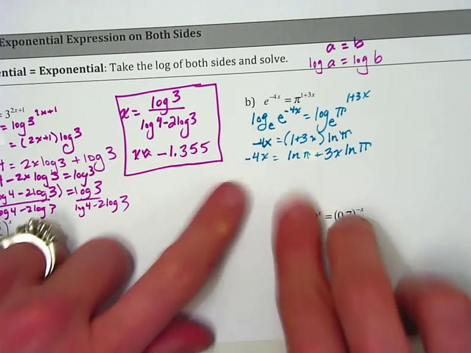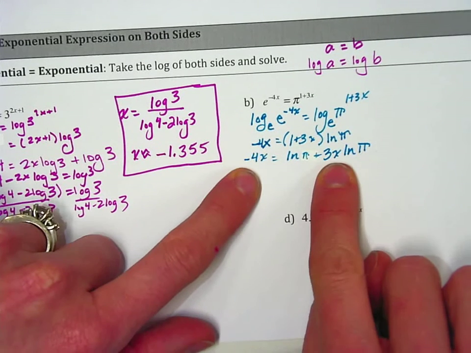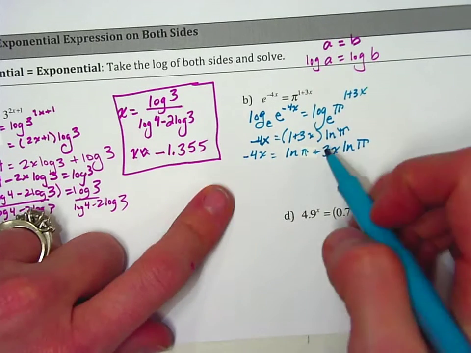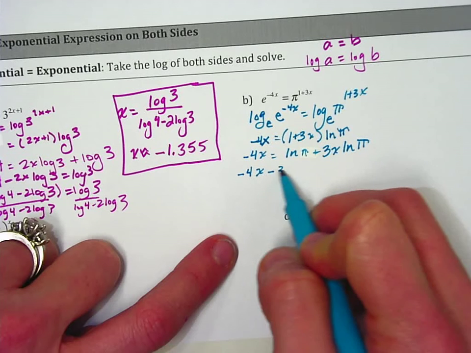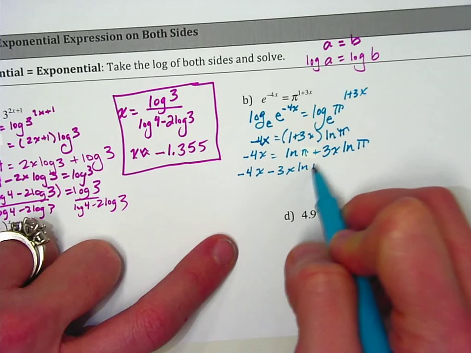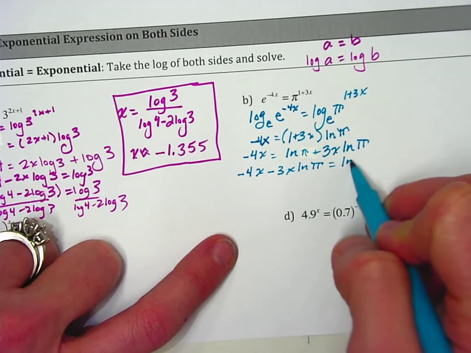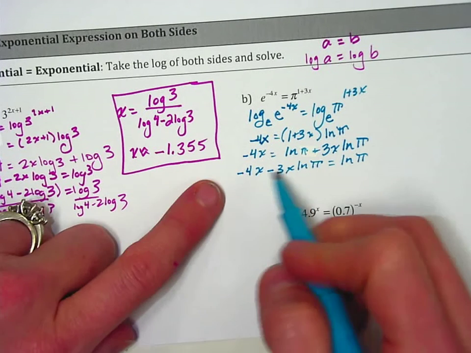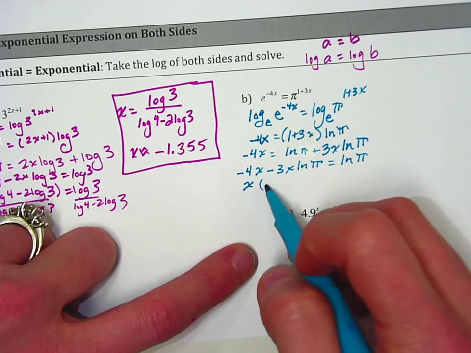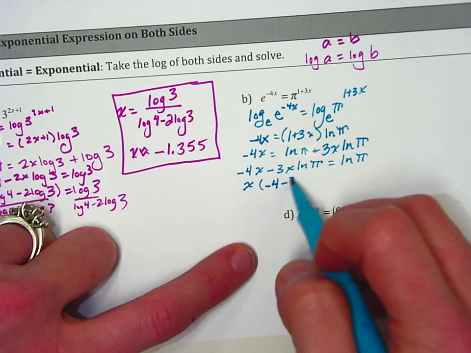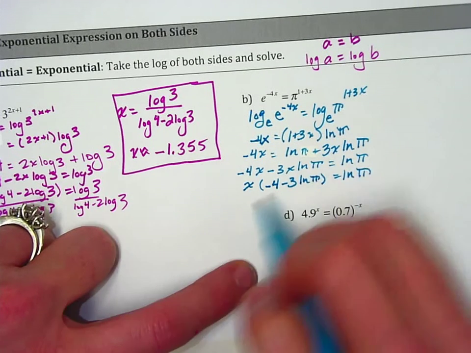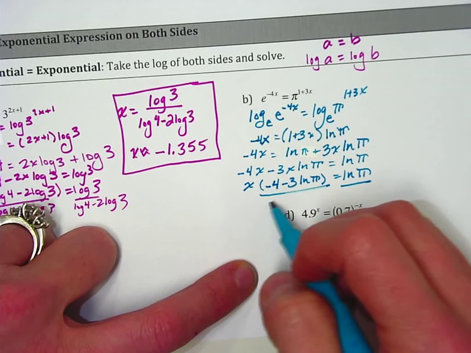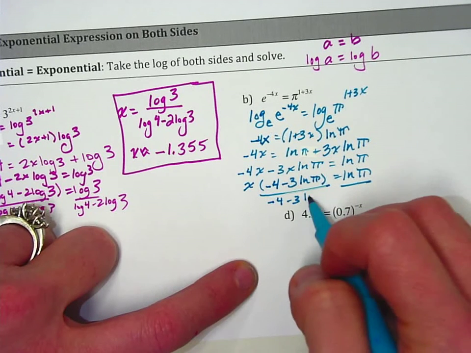Now I have three terms. Two of them have x's. I want to move this so the x's are on the same side. So negative 4x minus 3x natural log of pi equals the natural log of pi. Now I can go ahead and factor out the x. So I have x times negative 4 minus 3 natural log pi. And now we can divide. So we have the natural log of pi over negative 4 minus 3 natural log of pi.